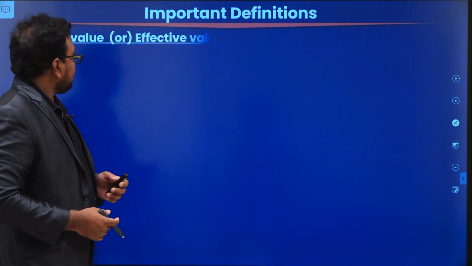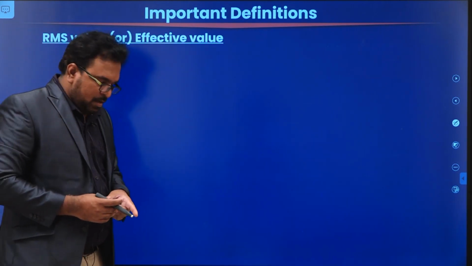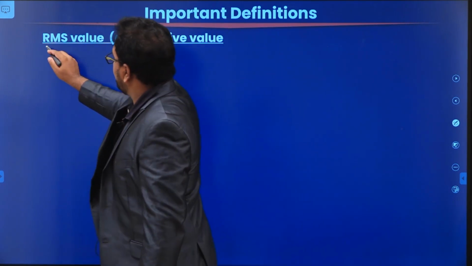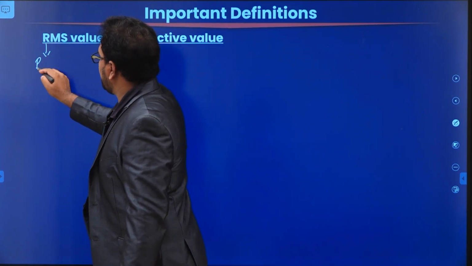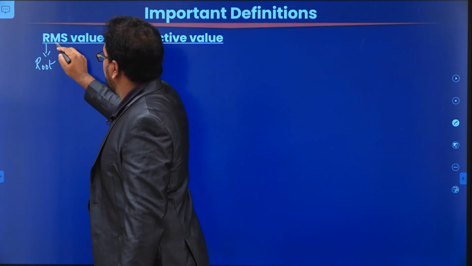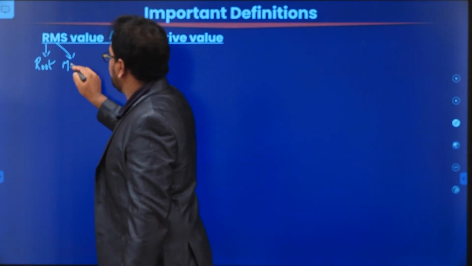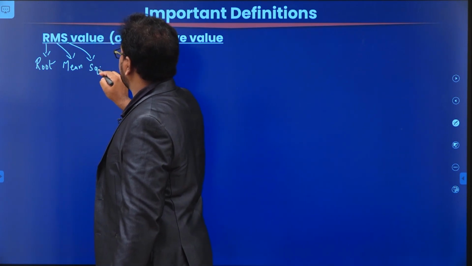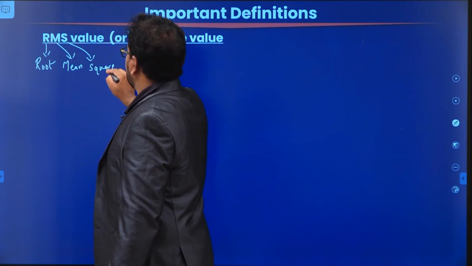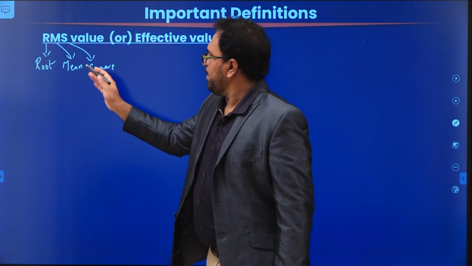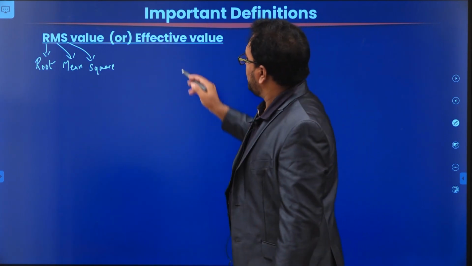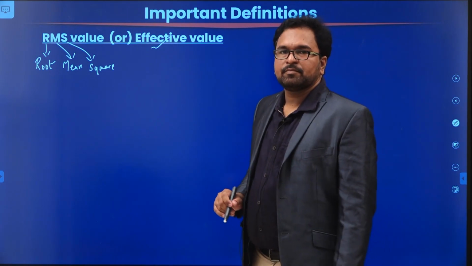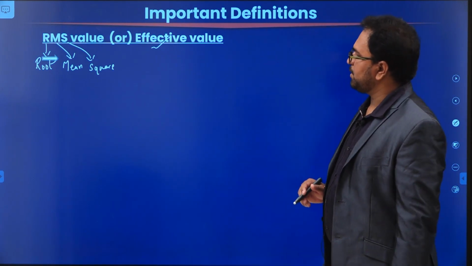Next one, RMS value. This RMS value is nothing but root mean square. R means root, M is nothing but mean, and S is nothing but square. So we are going to call it root mean square. The other name for RMS value is effective value. Let us see the definition here.